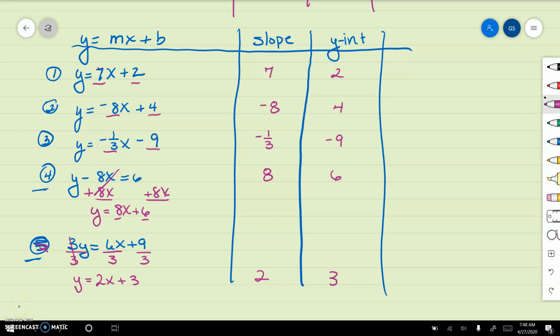Okay, here are your answers. How did you do? Okay, check those over. Make sure you did okay. Look at the work on number 4 and 5 if you didn't know how to do those. And pause it if you need to.